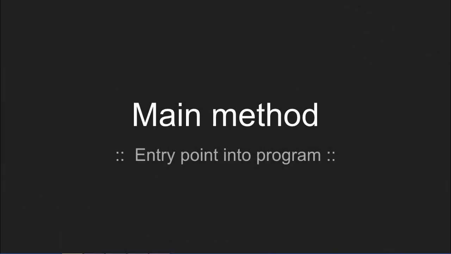In this lesson, we are going to talk about the main method, which is the entry point into our program. After that, we will discuss the command line arguments also, which can be passed to the main method. We have written this main method in the first lesson when we introduced how to print hello world.